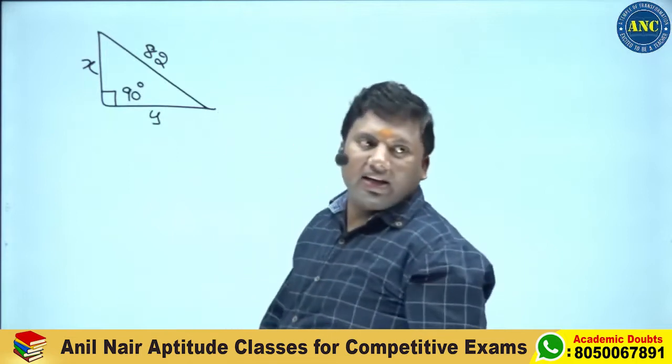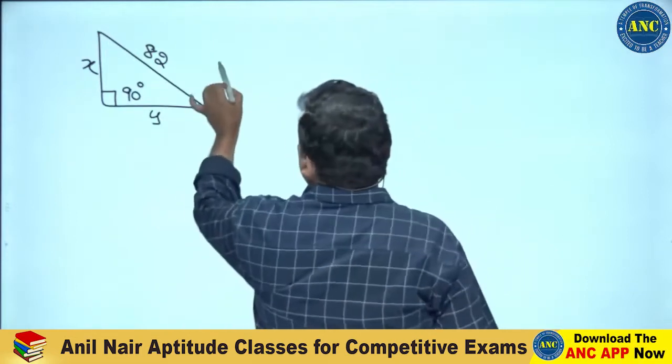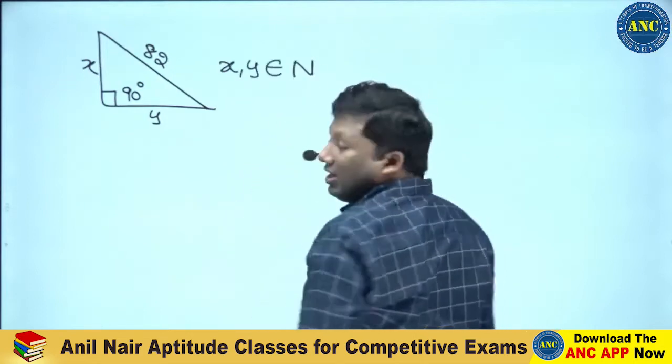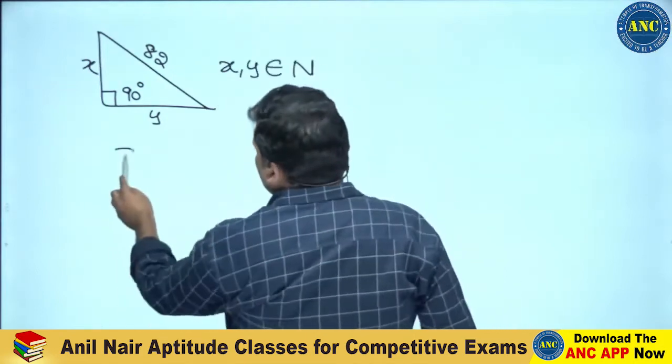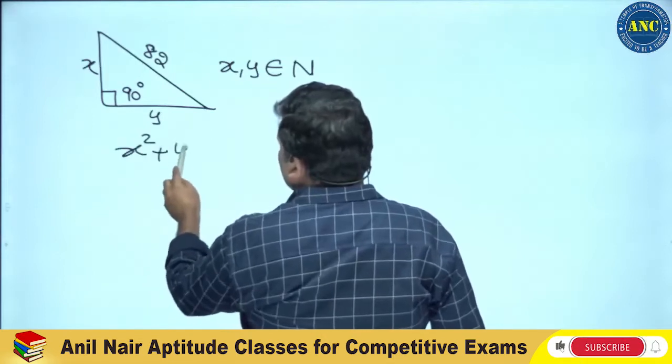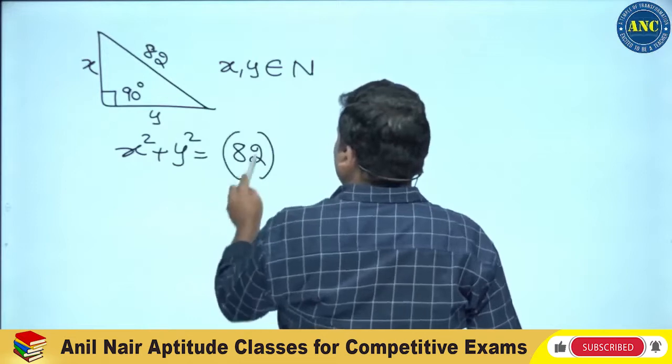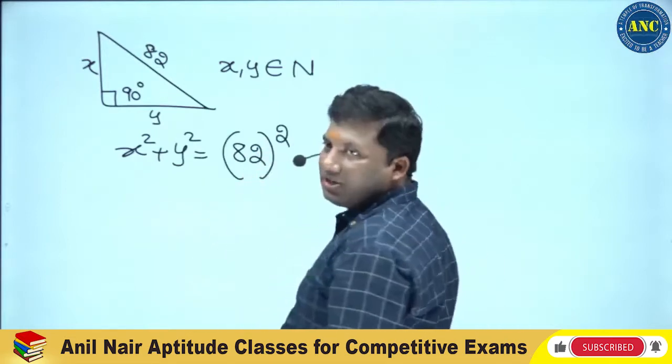How many right-angled triangles exist with hypotenuse as 82? X and Y are natural numbers. So X square plus Y square is equivalent to 82 whole square.